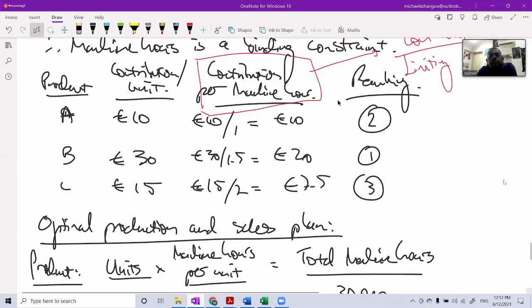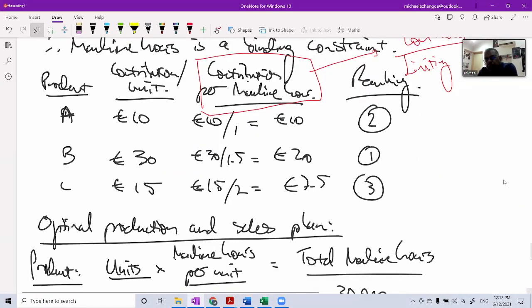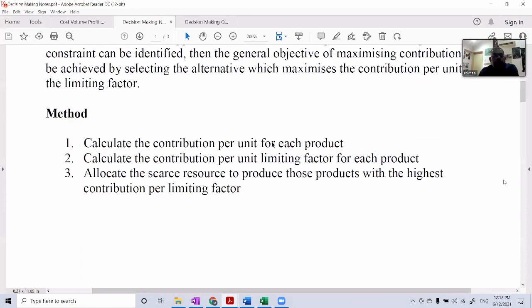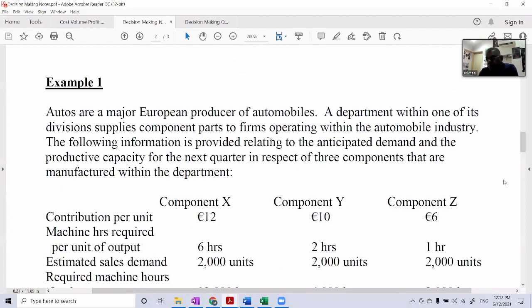And then allocate scarce resource to produce those products with the highest contribution per limiting factor. Hence, we have our ranking. The highest contribution per limiting factor in my simple example is product B. It generates the highest contribution for every machine hour that we utilize, all right? Rank second is A, and then C. So we allocate accordingly, and that will maximize our contribution, right? Okay, take a look at this example, all right? It says Autos are a major European producer of automobiles.